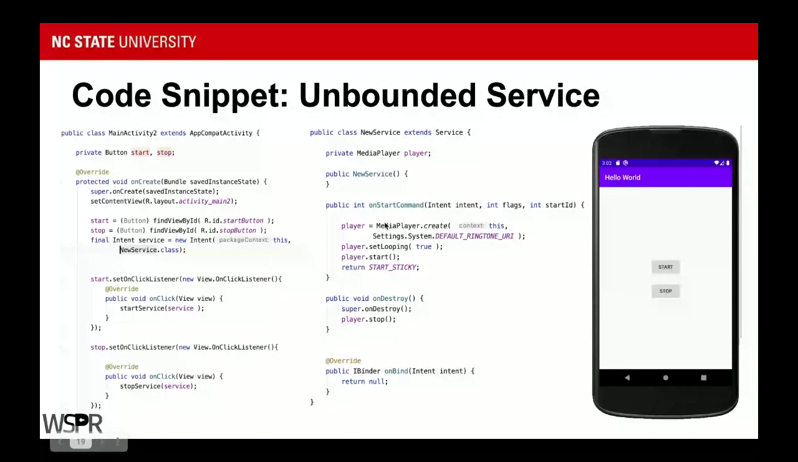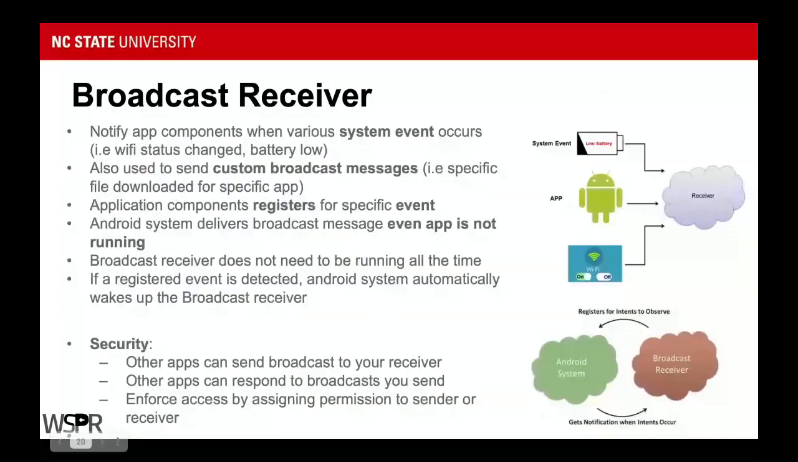Okay, now let's talk about broadcast receivers. Broadcast receivers simply respond to broadcast messages from other applications or from the system. There are many system events that you want your app to respond to. For that, you need to register a broadcast receiver. For example, you want a specific component to react if the battery level is low, or if the Wi-Fi status is changed, or if a headphone jack is disconnected. So this is handled by a broadcast receiver.